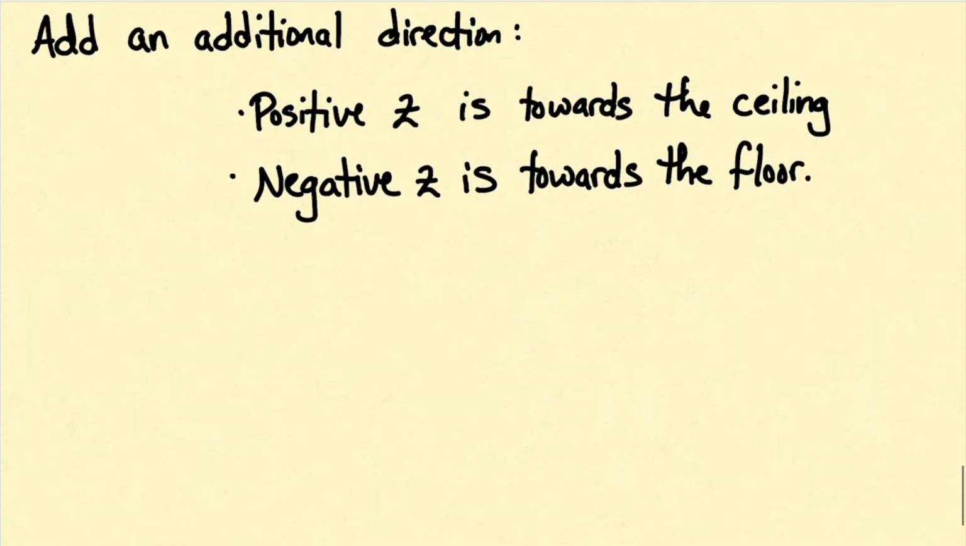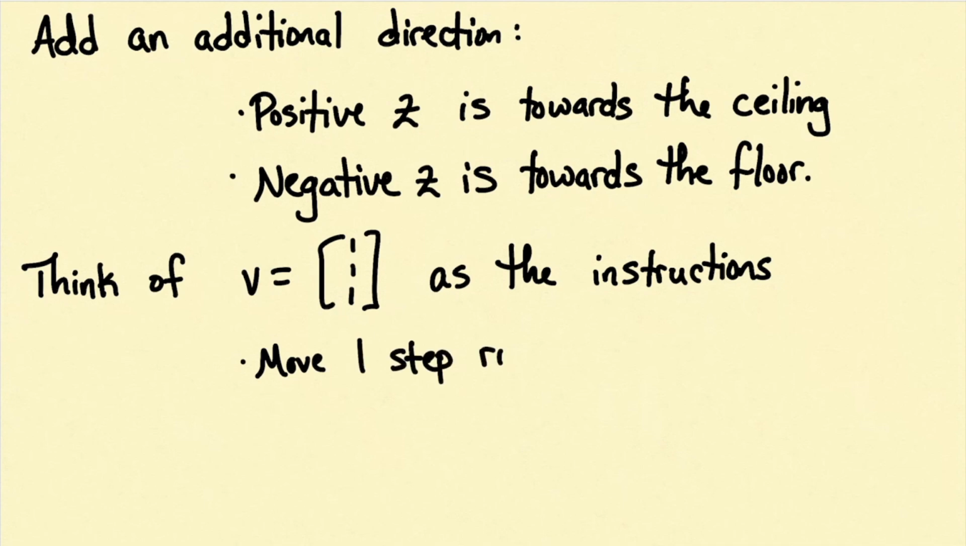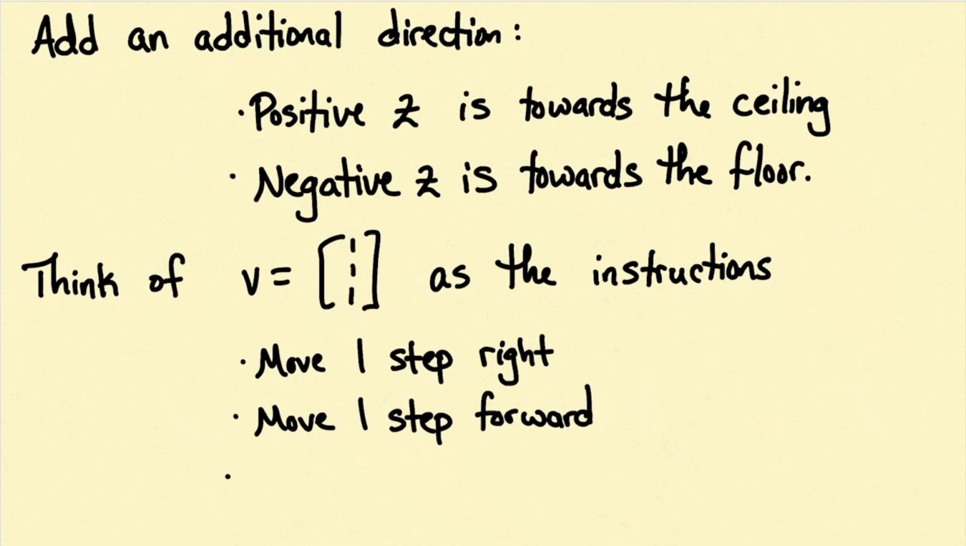So we could think about the vector v = (1, 1, 1) as the set of instructions. Move by 1 unit parallel to the x-axis, or in our game, take 1 step to the right. Our second instruction is to move 1 unit parallel to the y-axis, or take 1 step forward. Our third instruction is to move 1 unit parallel to the z-axis, which in our game would correspond to flying 1 step up. Again, our vector points from the place we started to the place that we stop.